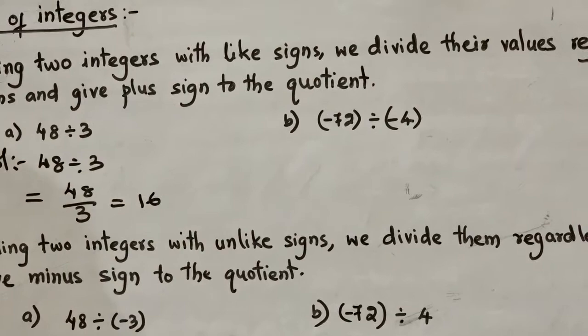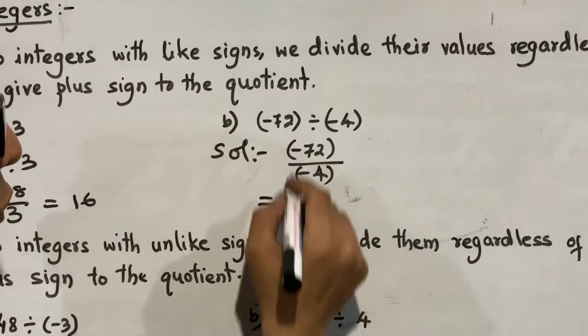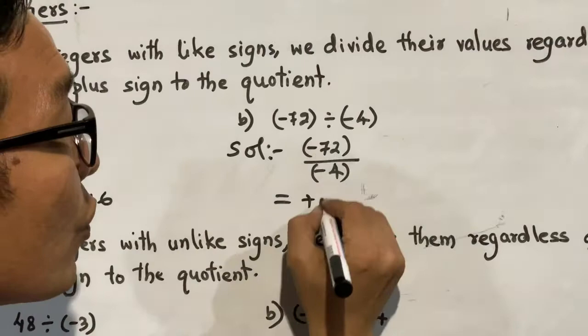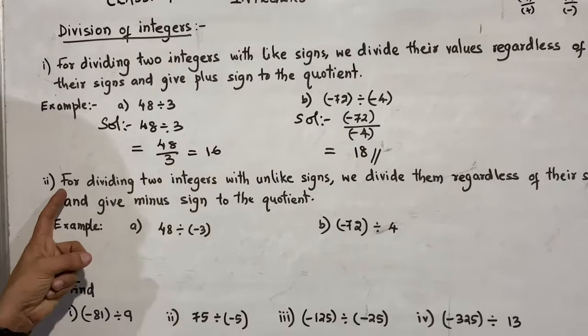Now, the next sum: negative 72 divided by negative 4. Divide regardless of their signs, and the answer is positive. So 4 ones are 4, 4 eights are 32, so the answer is positive 18.